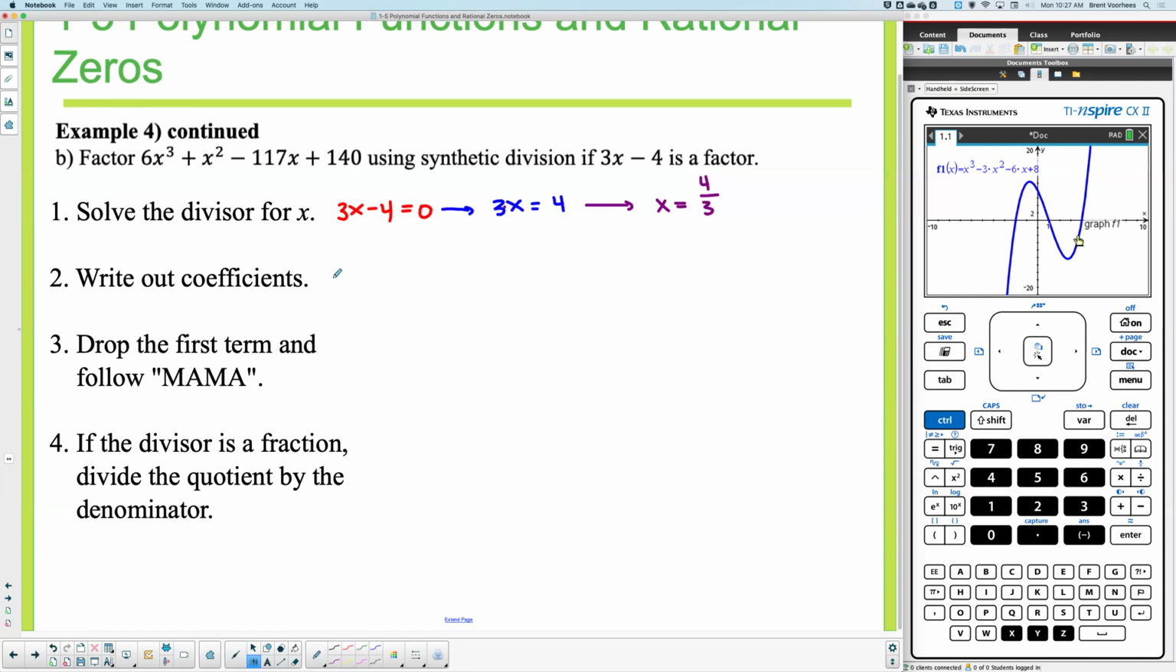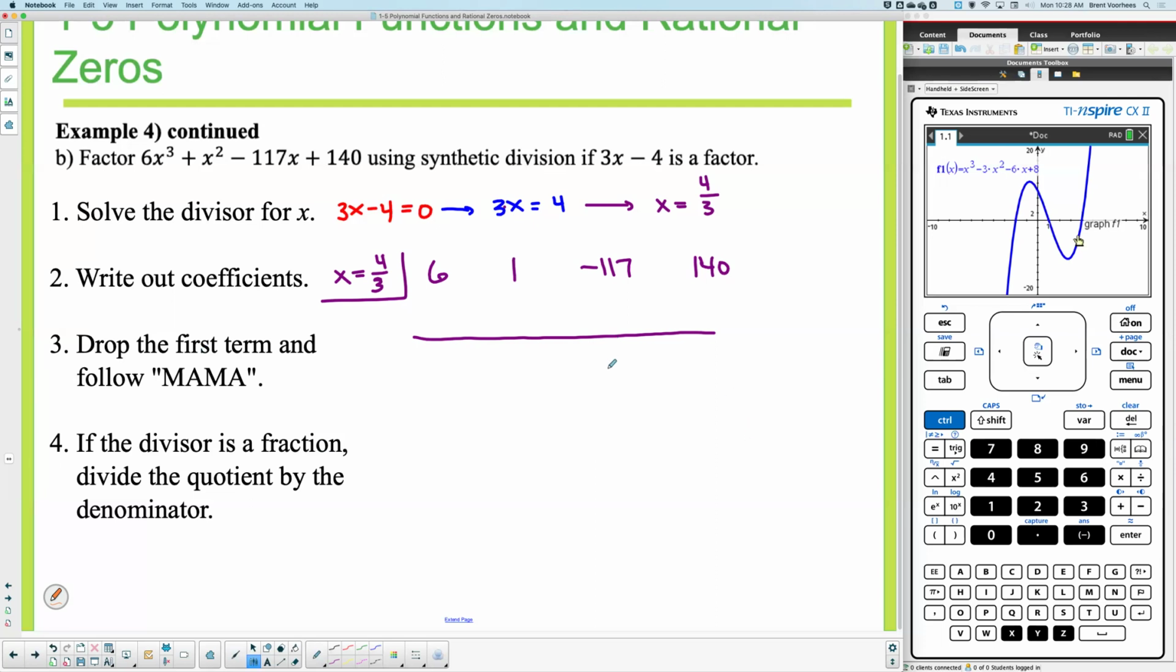So now we do this, write out the coefficients. So I actually put the 4/3 in what I call upside down division position. And then I write out my coefficients. My coefficients are 6 x cubed, a positive 1 x squared, a negative 117 x, and then a plus 140, positive 140. Am I going too fast or y'all with me?